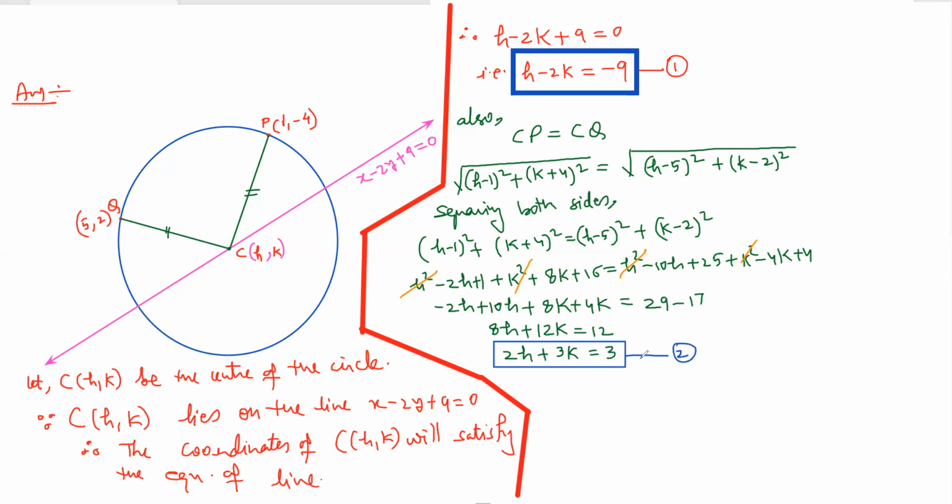You understand? Now what you will do, you will solve this equation with this equation. When you do that, you get the value of h and k. Once you got h and k, you will get the center. After getting the center, you will apply the distance formula for CP. You will get the radius, then the center radius form. I hope you followed it.